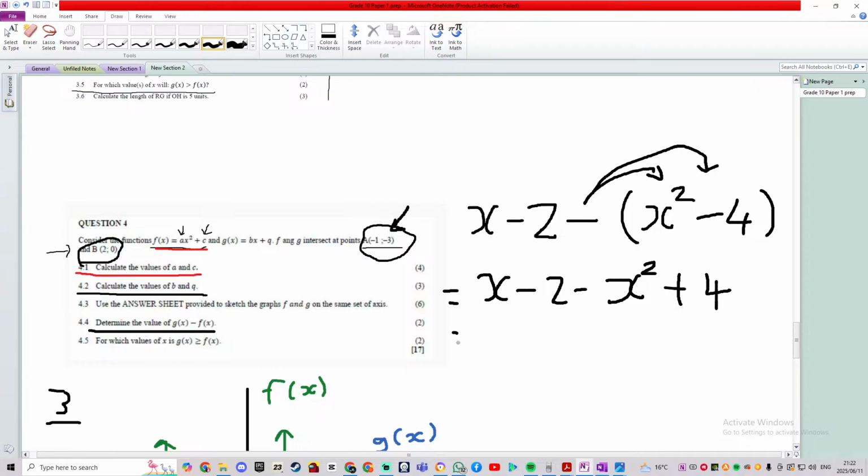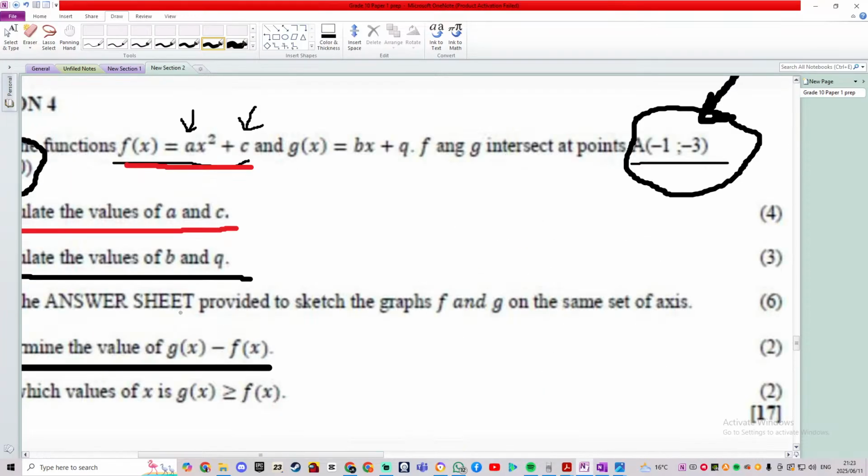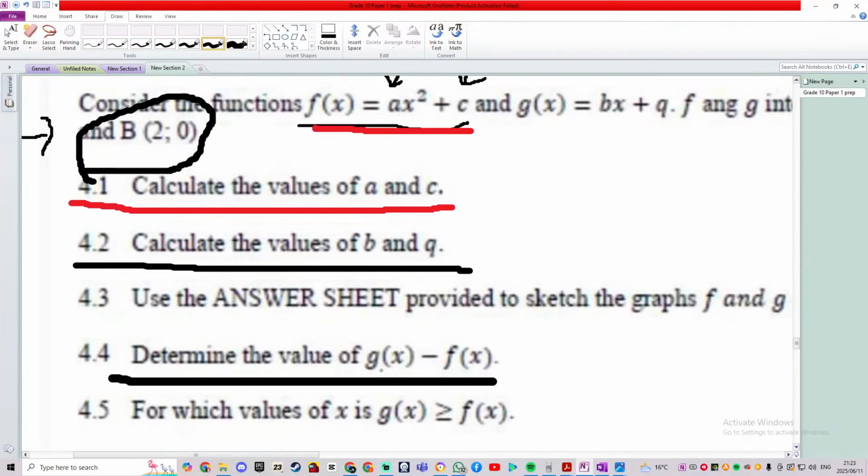What are you left with? I'm going to put the minus x squared here, plus x plus 2. That's your answer. That's it for 4.4. I realized how small this is, but that's what the question is saying there. G of x minus f of x.